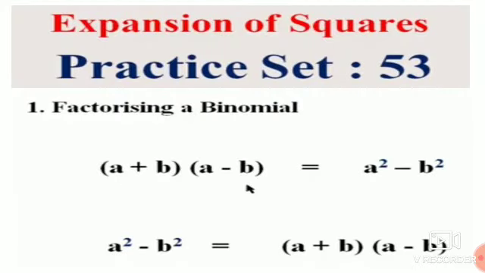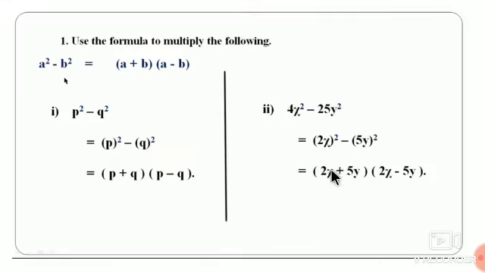Practice set 50. Same formula you have to use. A plus b, a minus b is equal to a square minus b square, or we can write it this way also, a square minus b square is equal to a plus b, a minus b, vice versa. Question number 1. Use the formula to multiply the following. P square minus q square. Write in the square forms. Very easy. You have to write both terms first in addition form, then in subtraction form. P plus q, p minus q.